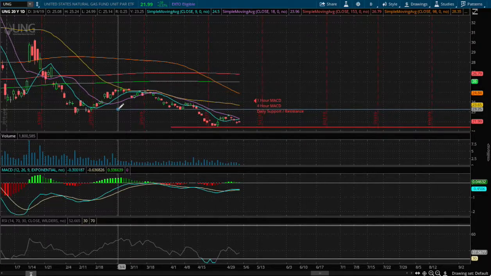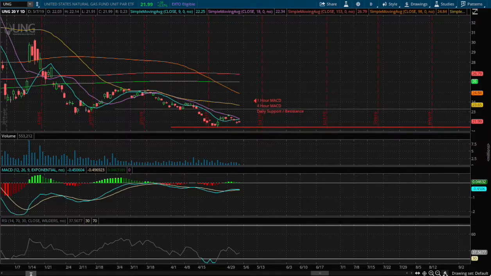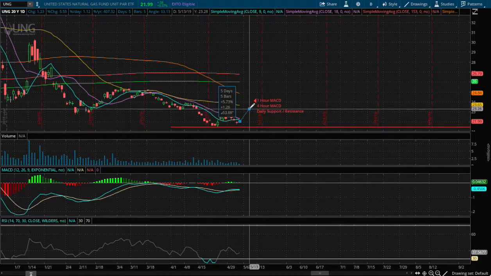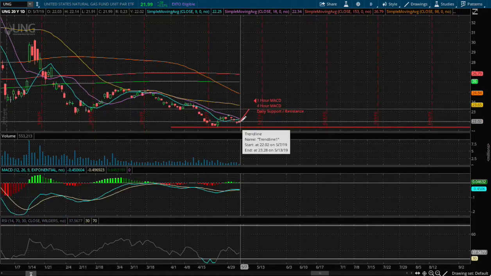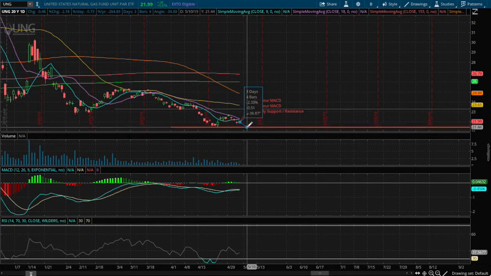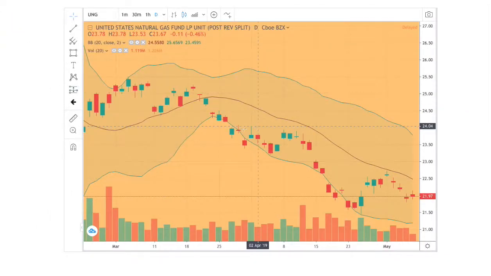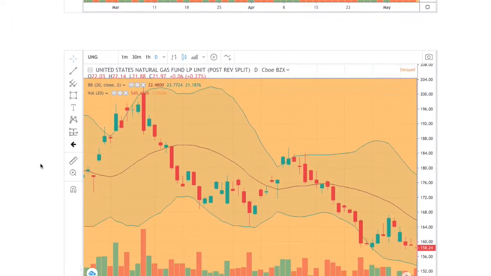So the resistance is about the range of 23-28, and if we were to move on higher and reverse the downtrend, that movement will be about 5.7% move up. But if we were to reverse and head lower, that price movement will be around 2.3% down.